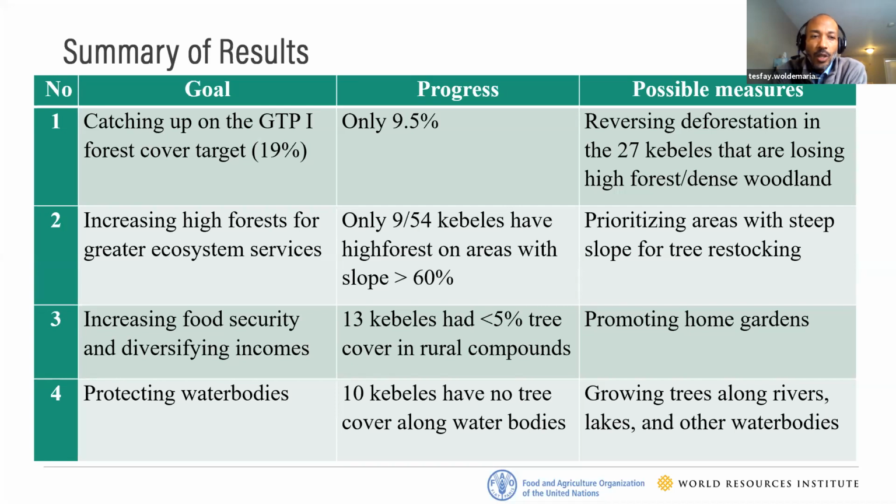That's the prioritization. Increasing food security was another big goal, of course, and diversifying income. 13 Qebelias had less than 5% tree cover in rural compounds. Promoting home gardens would be a recommendation. Protecting water bodies: 10 Qebelias have no tree cover along water bodies. Growing trees along water bodies, lakes, and other water resources would be a recommendation. Next.